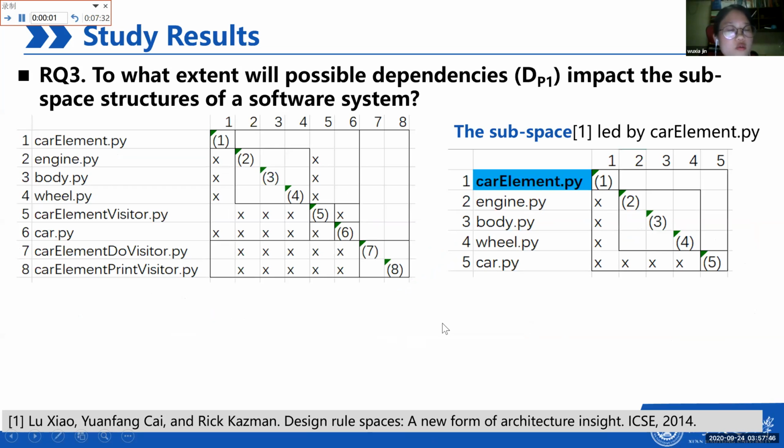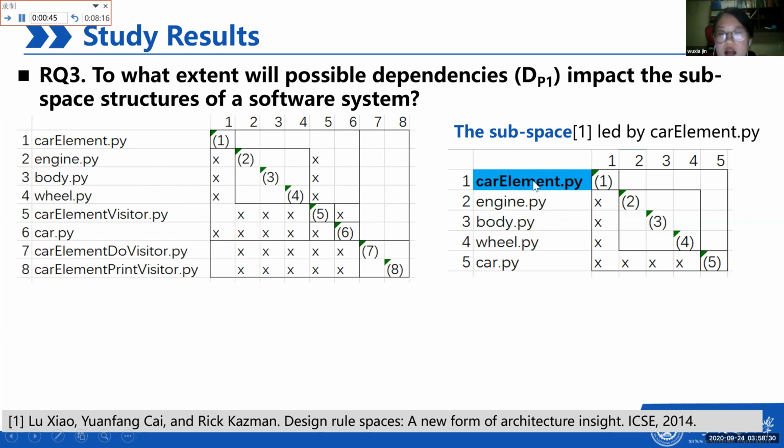Let's see our third research question. To what extent will possible dependencies impact the subspace structures of a software system? For the concept of the subspace structure, we use an example to introduce it. In this example, this matrix shows the dependency structure among 8 files. Then we can use one file as a leading file, for example, the car element. We use car element as a leading file, then we can get its subspace. Its subspace includes some elements.